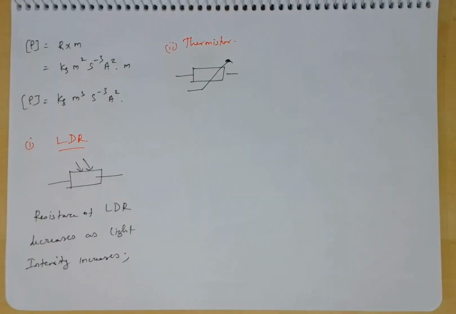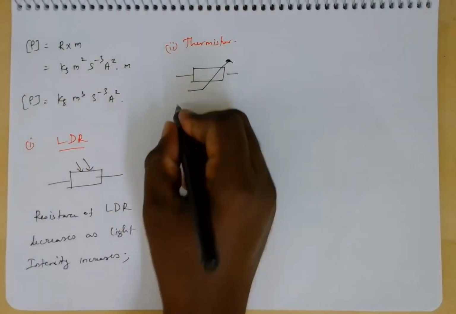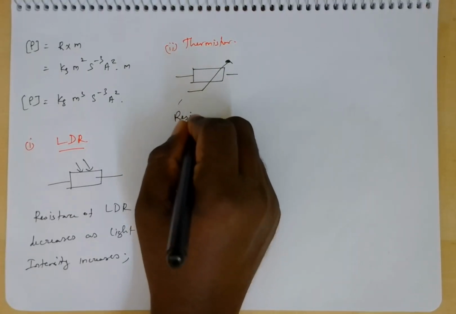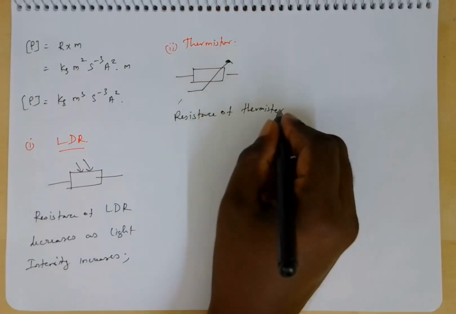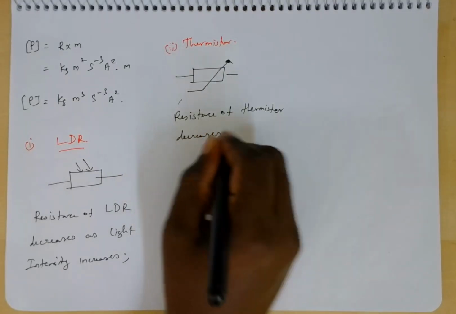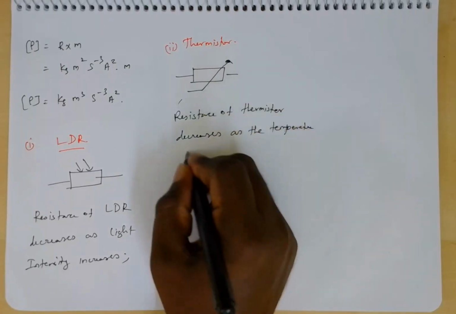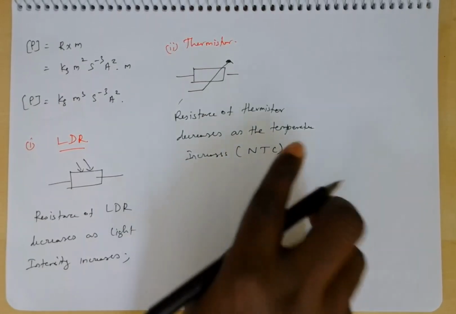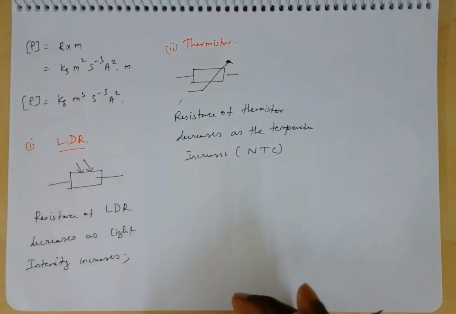Okay. So for the thermistor, we have PTC and NTC, positive temperature coefficient and negative temperature coefficient, but we follow only NTC. So resistance of thermistor decreases as the temperature increases. This is called NTC, negative temperature coefficient, because as the temperature increases, resistance decreases. There is something called PTC also, but that is not in the syllabus.